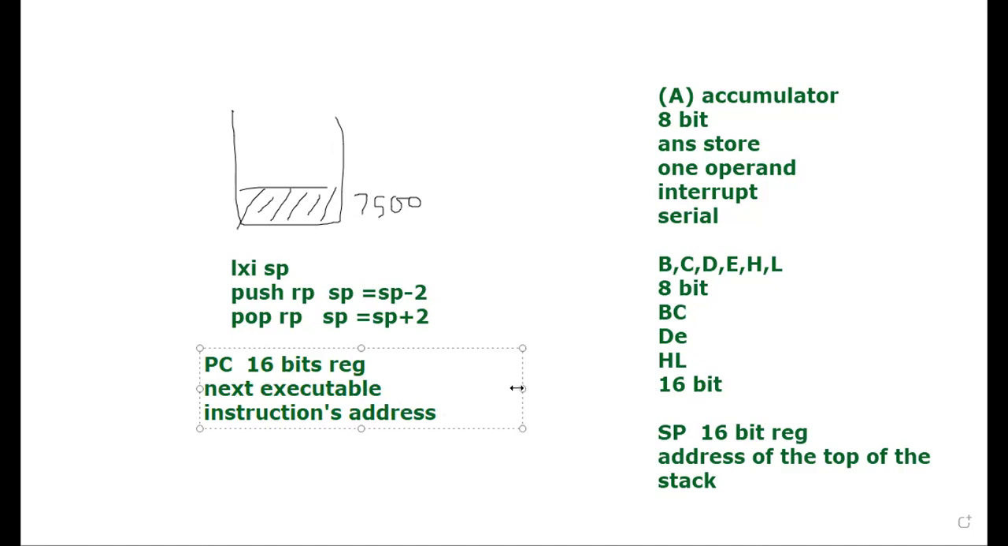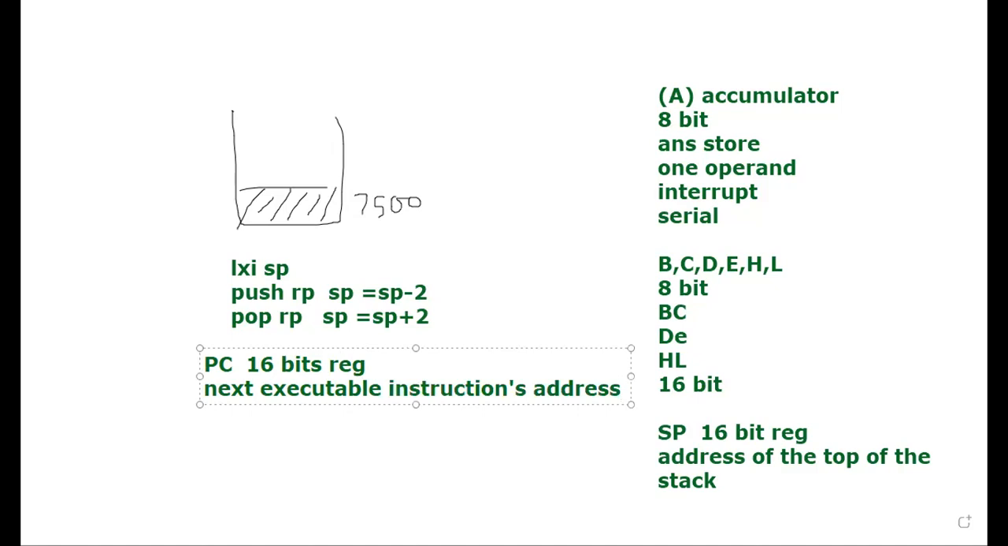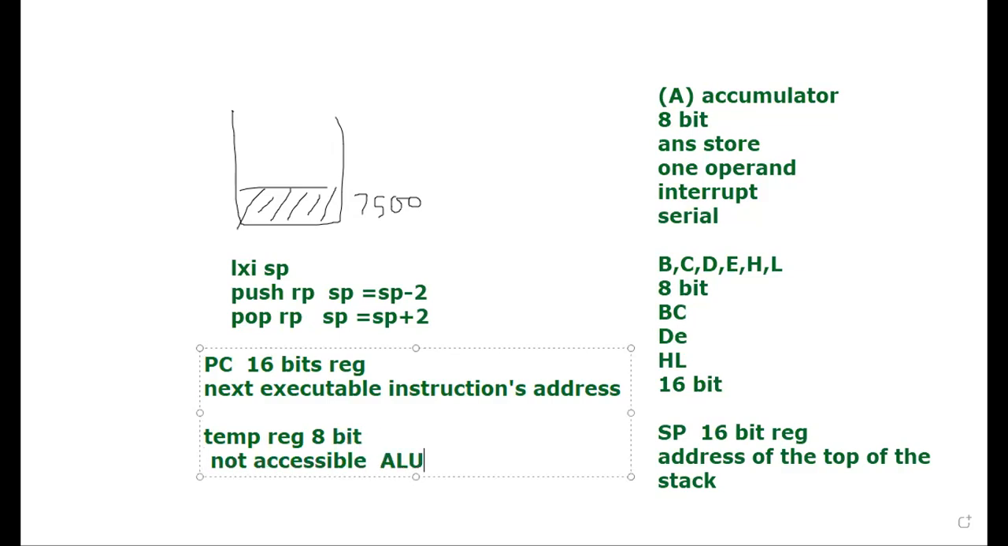Then you have the temporary register and the instruction register. The temporary register is nothing but an 8-bit register which is not accessible by the user. It is accessible only to the microprocessor. It is a part of the ALU, that is, the arithmetic logic unit. So during arithmetic or logical operations, the contents will be stored in the temporary register.